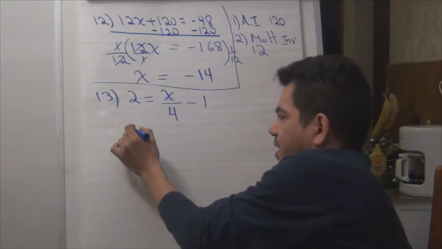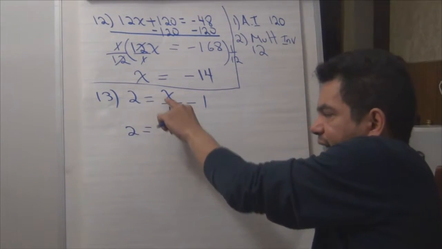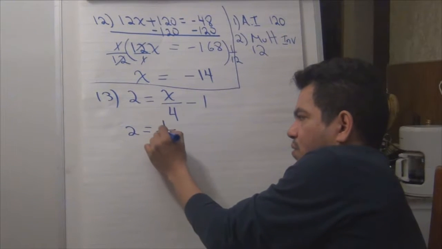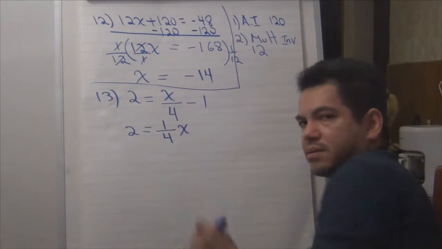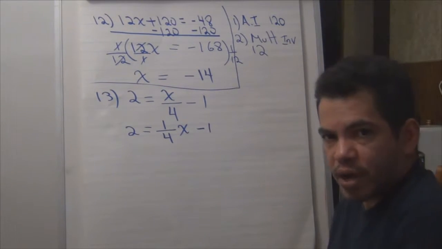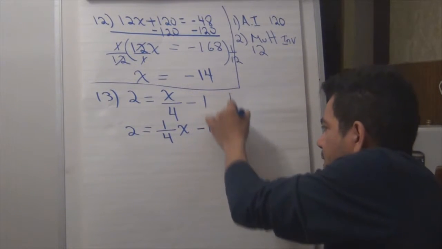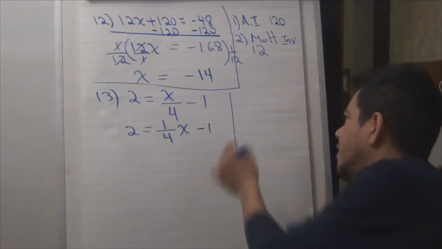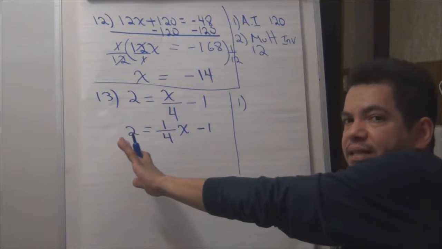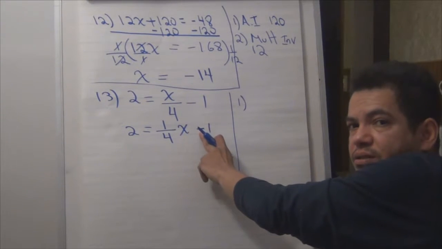This can be rewritten as 2 equals, what is 1x over 4? 1 over 4 times x. Hopefully you remember. And then minus 1. Okay? Now that I have rewritten this, let me do the proof. Remember, I don't have to look at that. I already saw it. I saw the multiplication and the subtraction.